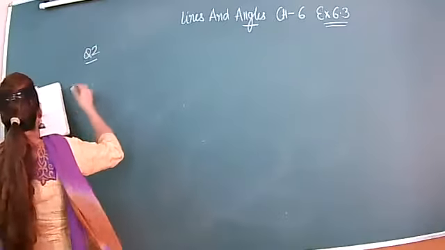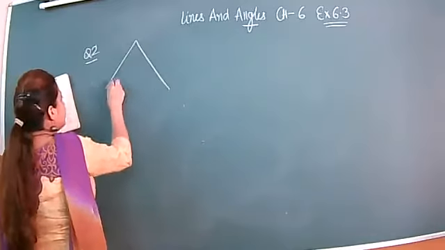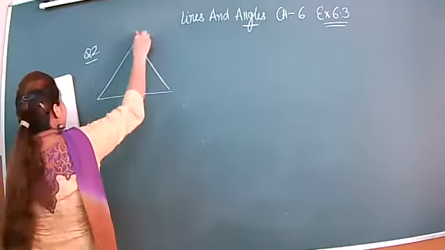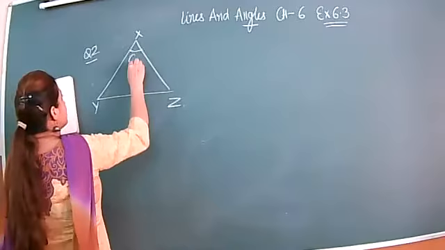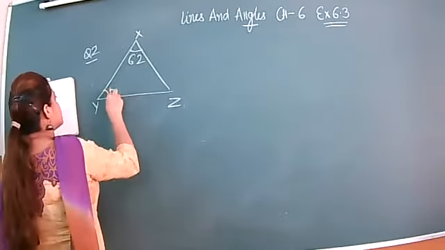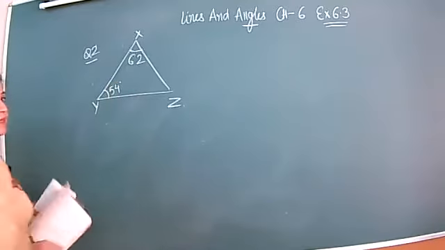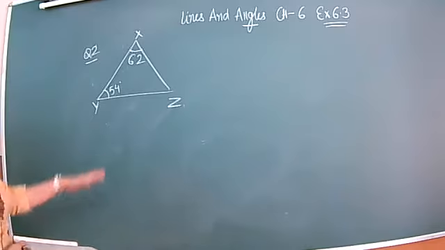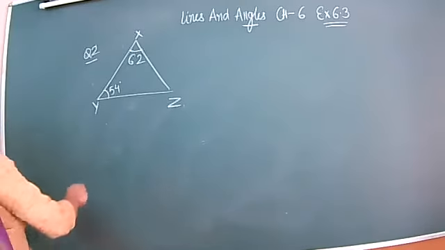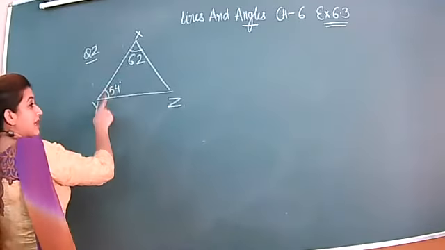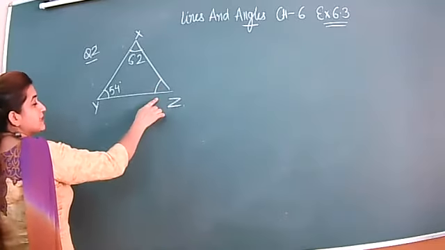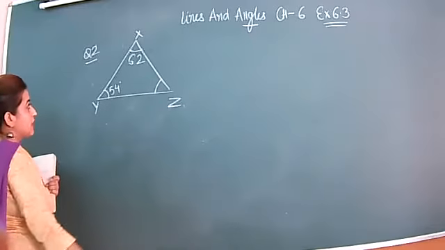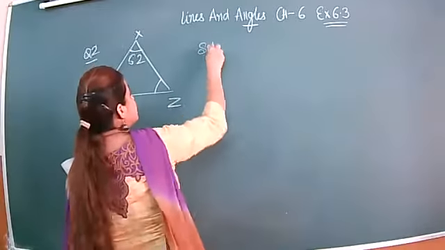Question number 2. In question number 2, you have given a triangle XYZ. This angle is your 62 and this angle is 54. In the first step, I have drawn an incomplete figure. So, two angles are given of the triangle. The first thing that you will do, you will find this missing angle Z by angle sum property. So, let's start with this.